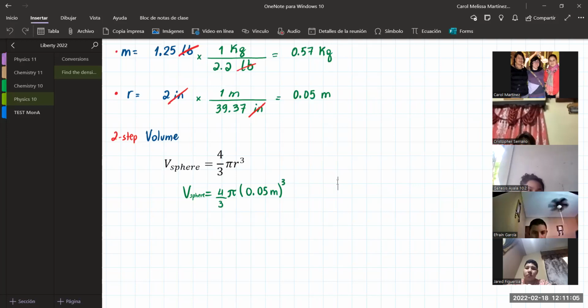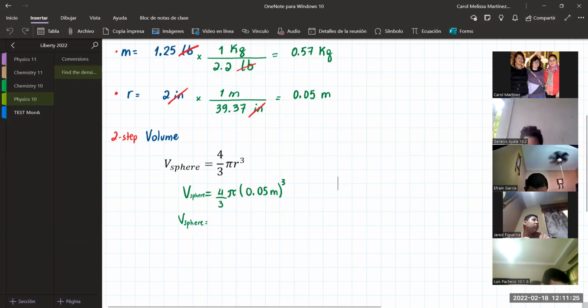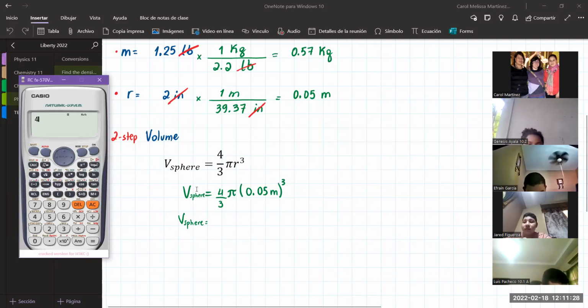So how are you going to do this in your calculator? As I told you, everything in the top multiplies. Okay? Everything in the top multiplies. So in your calculator, you will multiply 4 times pi, yes, that's pi, times 0.05 raised to the third power.